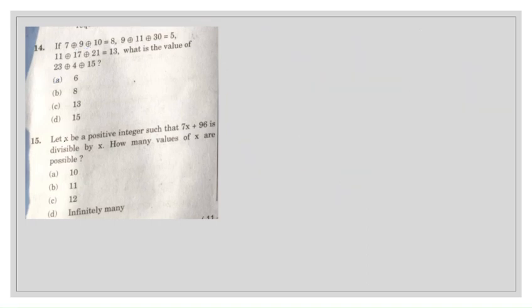And this question says, let x be a positive integer such that 7x plus 96 is divisible by x. How many values of x are possible? So basically वो values पूछ रही है कि x की कितनी values possible है if they have given us कि जो ये number है this is divisible by x. So basically ये number को इन्होंने इस form में लिखा है.